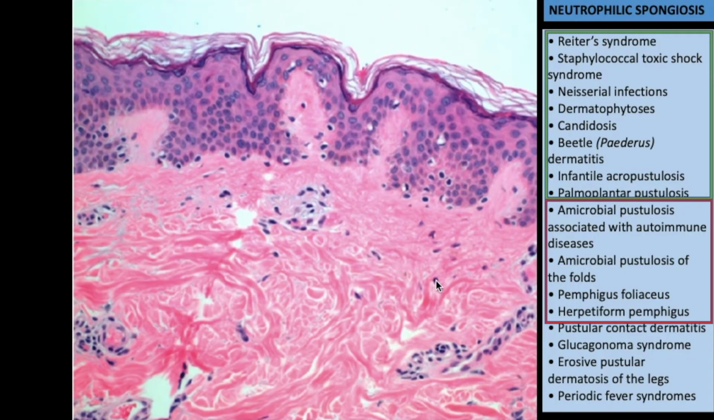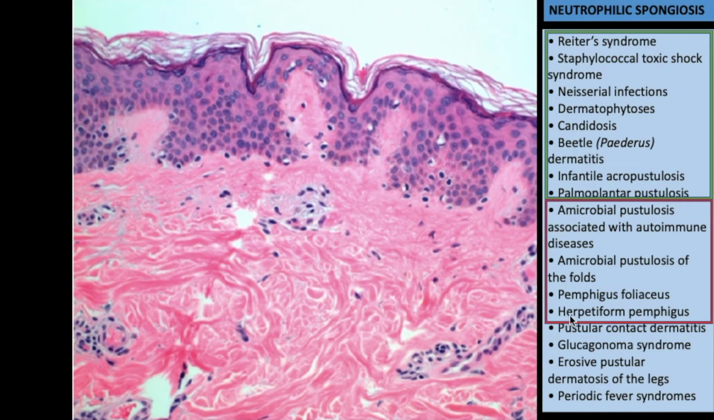This is part of the neutrophilic spongiosis, and if you look into the list, it has a lot of diseases. We will not be able to cover all of them, but I tried to group them into three groups. The first group, always think of infection, whether it is staph, Neisseria, dermatophytes, or bites, or scabies. So all these are related to infectious etiology.